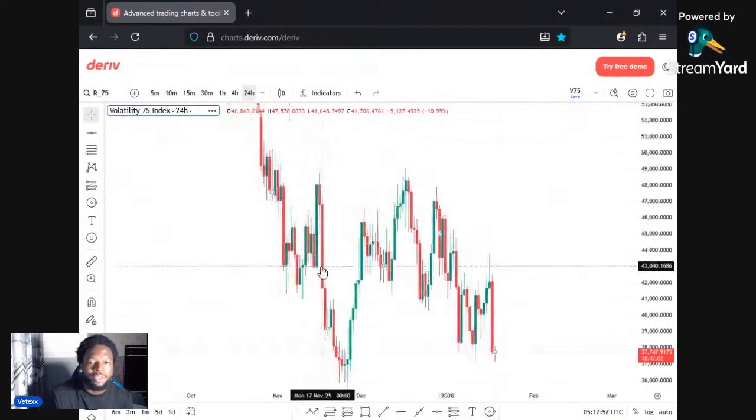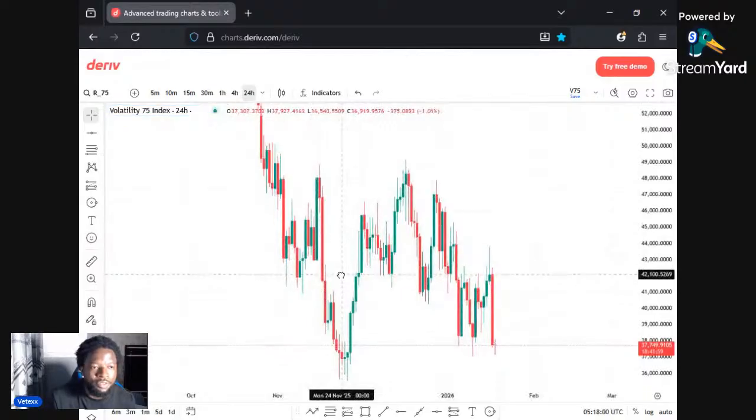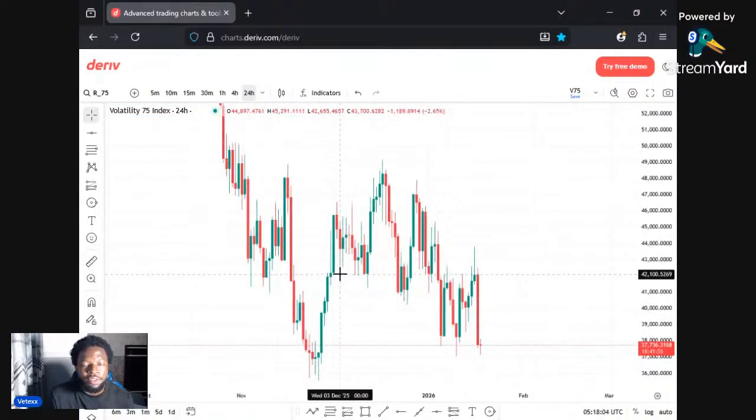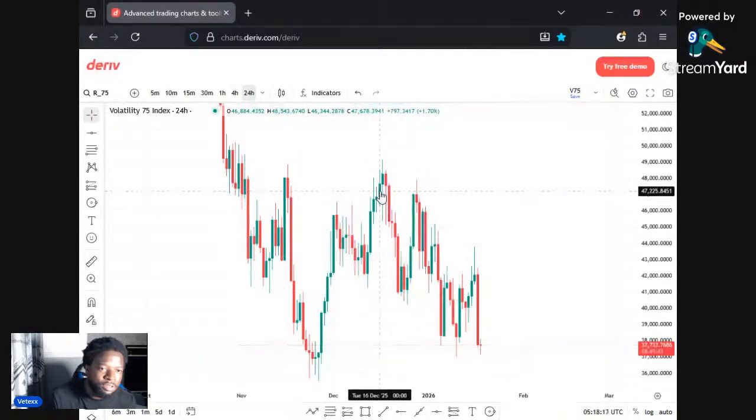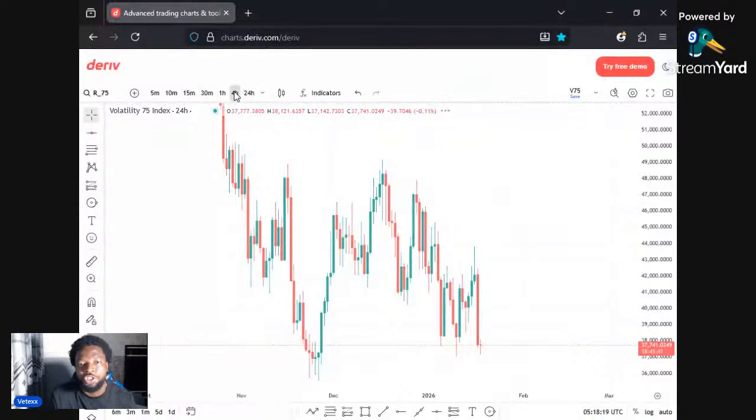So on the 24-hour time frame on this Step 5 75 index, we don't know where the price is going yet, so we are going to check. Let us check and be sure. On the 24-hour time frame, we can't really see anything clearly. So we'll go to the 4 hour time frame to check if we'll see something better there.